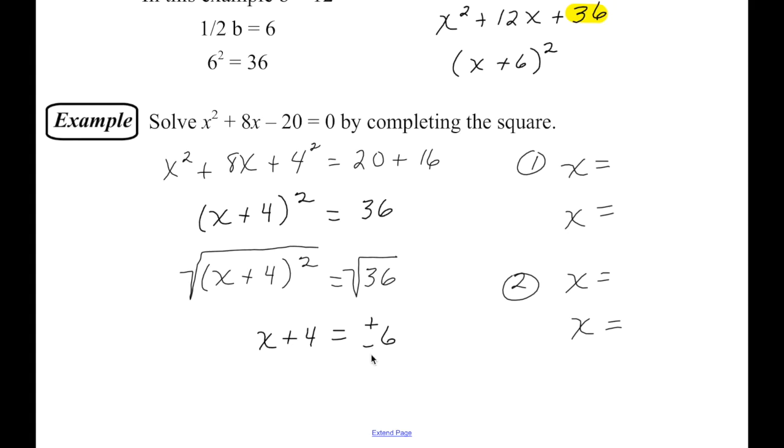So then we're going to split them. We're going to say x is equal to negative 4 plus 6, and x is equal to negative 4 minus 6. I think I skipped a step down here. X equals negative 4, so we subtract 4 from both sides, plus and minus 6, and that's where you split those. And then just add these together. Negative 4 plus 6 is positive 2, and negative 4 minus 6 is negative 10. So those are our two solutions to the quadratic equation.